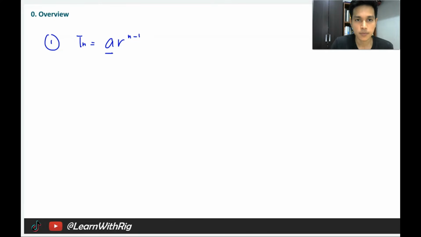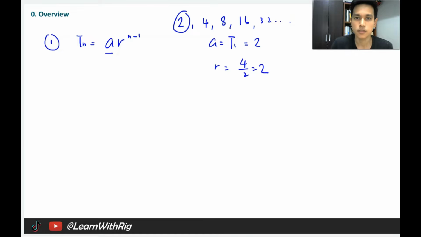A is the first term. So for example, with 2, 4, 8, 16, 32, and so on, the A value would be 2. What about the R value? The R value is 4 divided by 2, which equals 2. That is how you use the term formula.